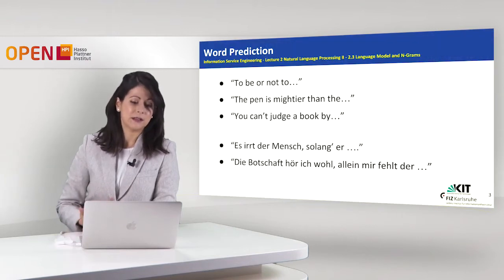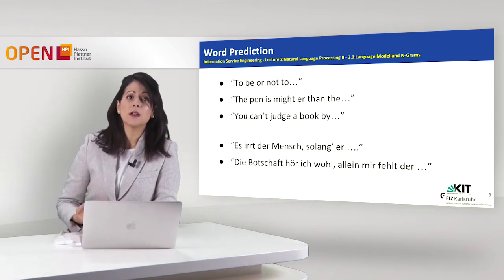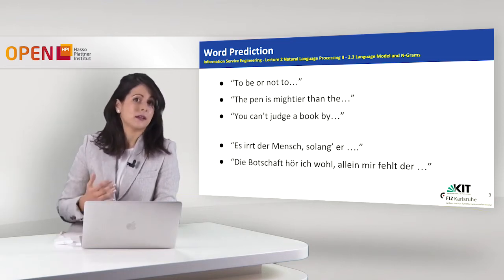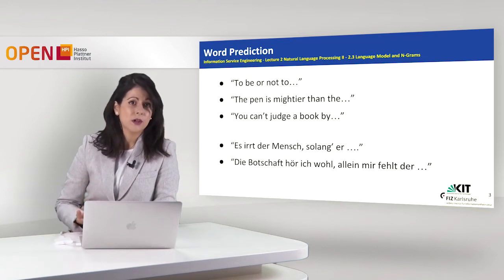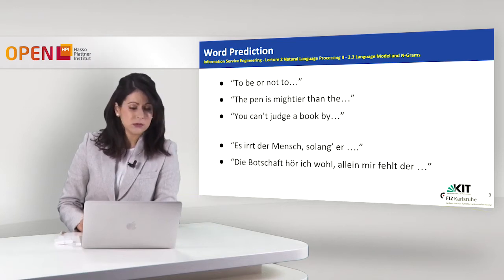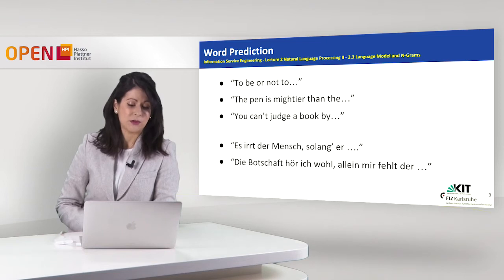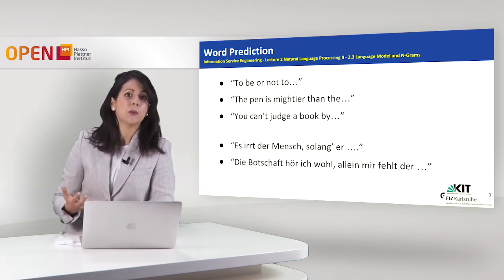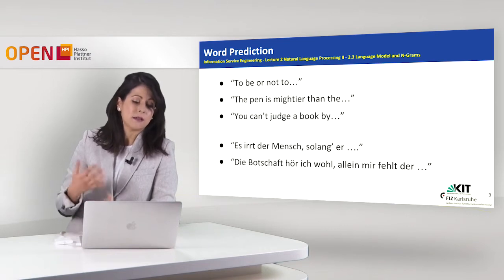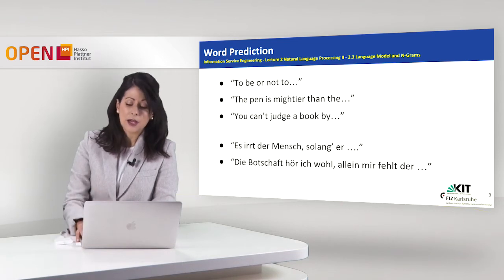And let us start by taking up the idea of word prediction. So what does word prediction mean? It is the notion where we want to predict a word that comes after a given sentence or a given sequence of existing words. For example, we have the following sentences here: to be or not to, or the pen is mightier than the, or you can't judge a book by, and some sentences in German for the German speakers. So we as humans probably can tell what is the word that is most likely to follow the sentences or half sentences we have here.